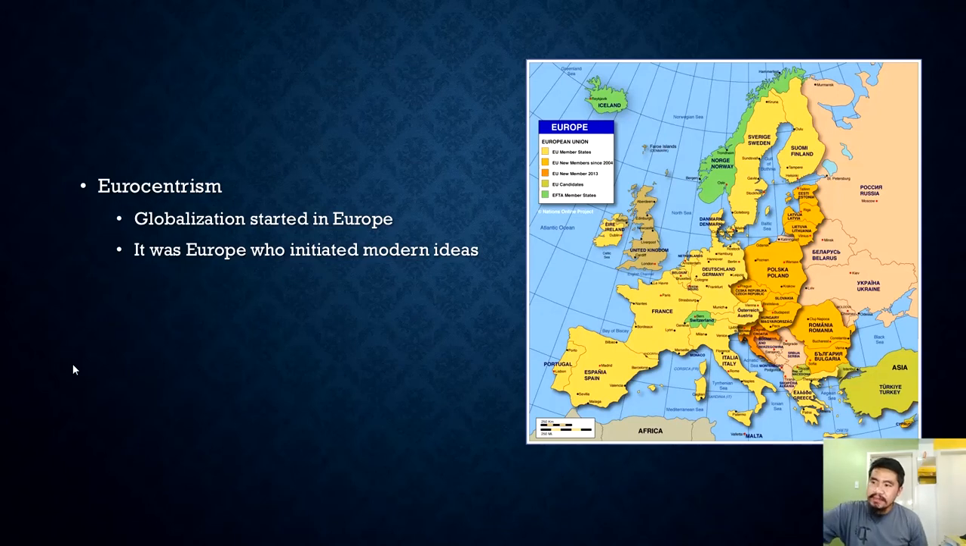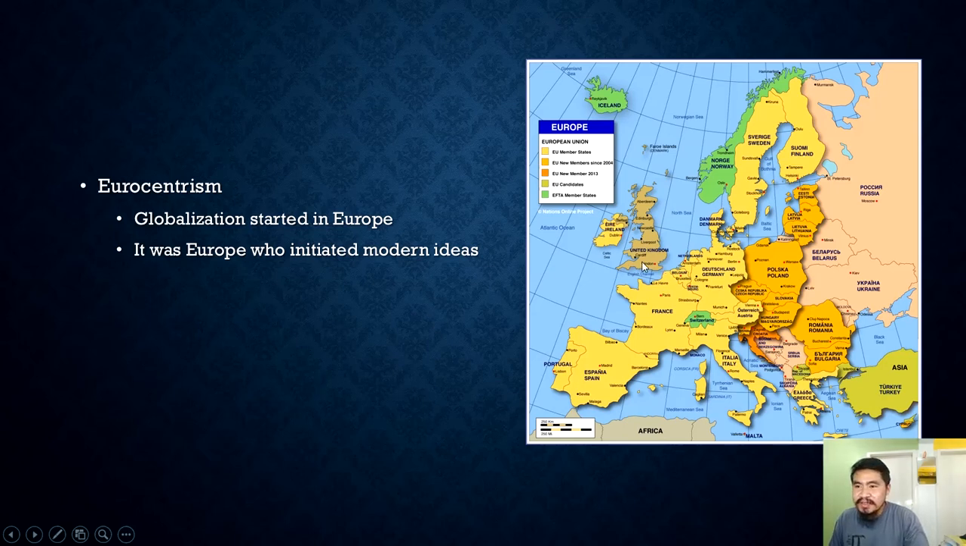And look, second definition, it was Europe who initiated modern ideas. So Europeans will brag, we brought you Christianity. We gave you civilization, my ass. Although just to critique, not to critique Europeans, to critique imperialism. Or another thing would be education. We developed and spread modern education, technology, industrial revolution.